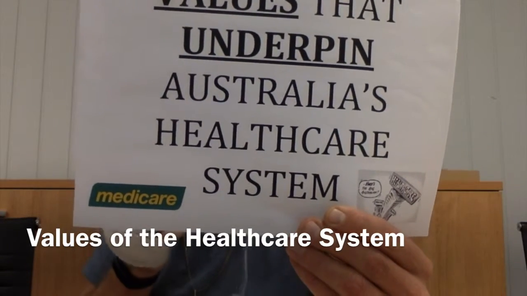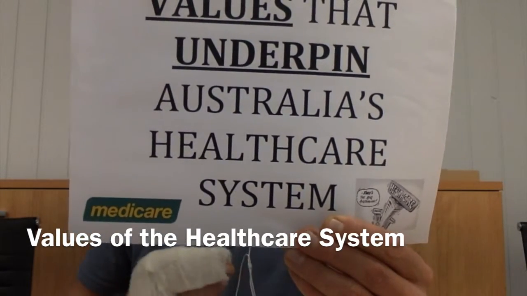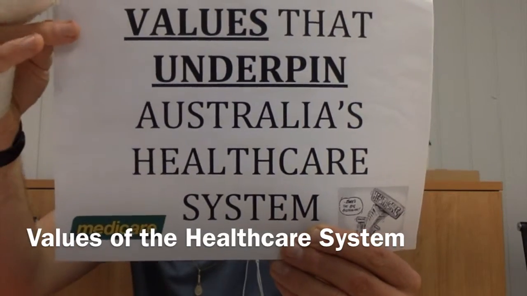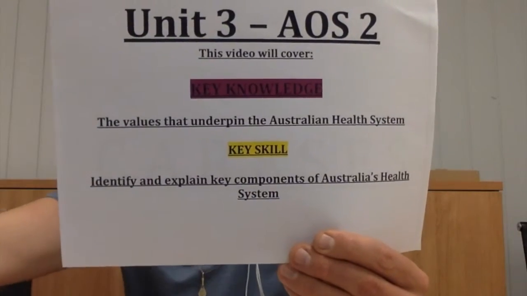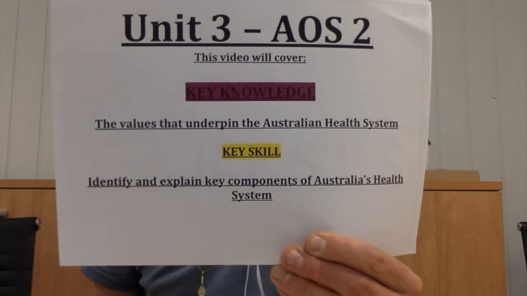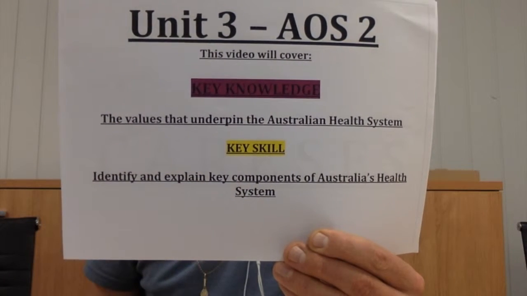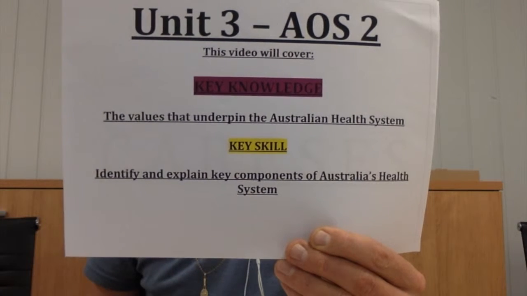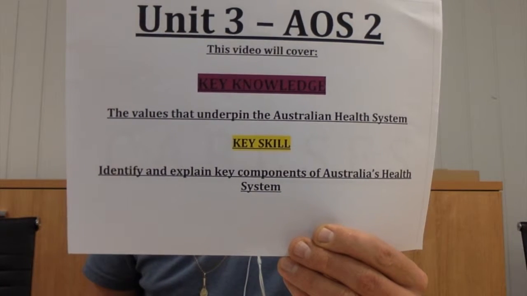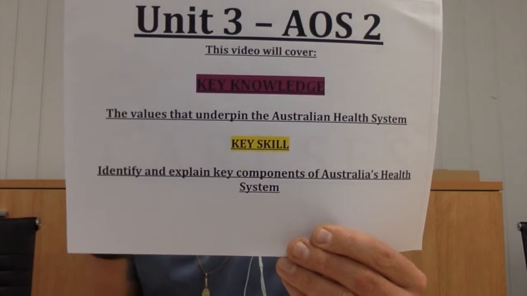Welcome to the video on the values that underpin Australia's healthcare system. This video is developed from the Unit 3, Area Study 2, Health and Human Development VCE Study Design. The key knowledge that is the focus in this video is the values that underpin the Australian health system, with also the key skill of identify and explain key components of Australia's health system.